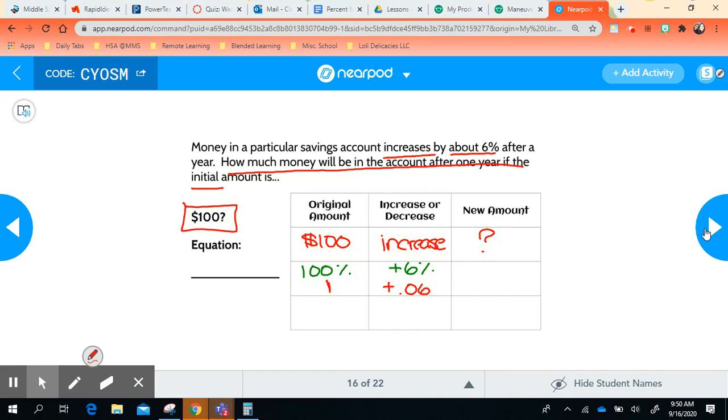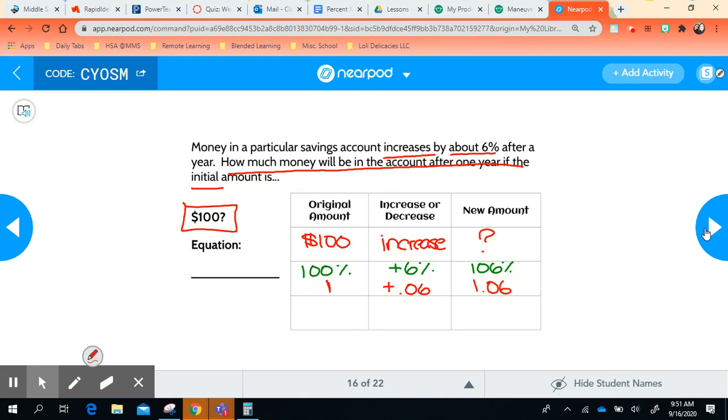Okay, so are we ready? Okay. So we know that our original amount is 1. Increase or decrease, we're increasing by plus 0.06. So remember how our new amount, when we put our percents together, what is our new percent going to be? 106%, right? So what would our decimal be? 1.06. Now, was that hard? It wasn't bad, right? Okay.